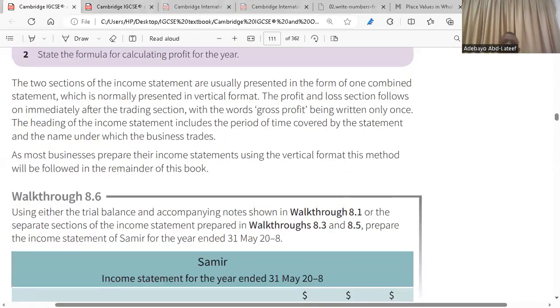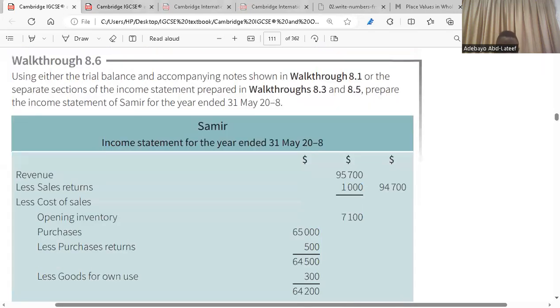Now go down. They said the two sections of the income statement are usually presented in the form of one combined statement, which is normally presented in vertical format. The profit and loss section follows on immediately after the trading section, with the words gross profit being written only once. The heading of the income statement includes the period of time covered by the statement and the name under which the business trades. So what you're saying is, okay, Samuel income statement for the year ended, and you write the date. That is what they are saying there. Is it clear? Yes. Because this is Samuel. So Samuel income statement for the year ended. I think that is clear.